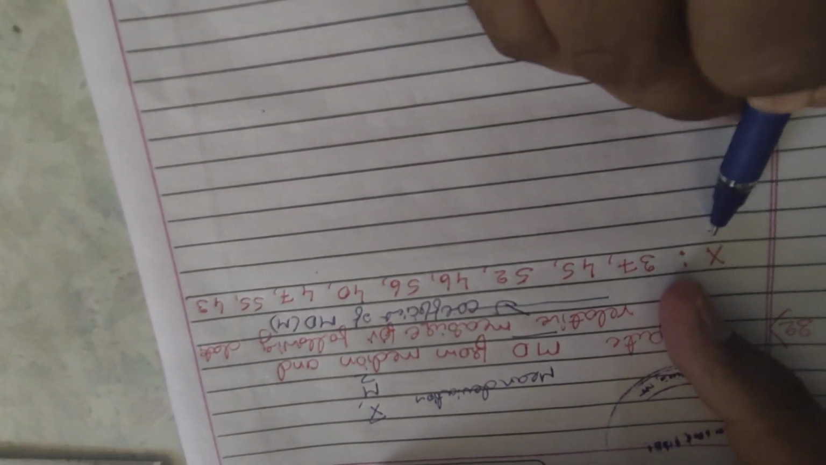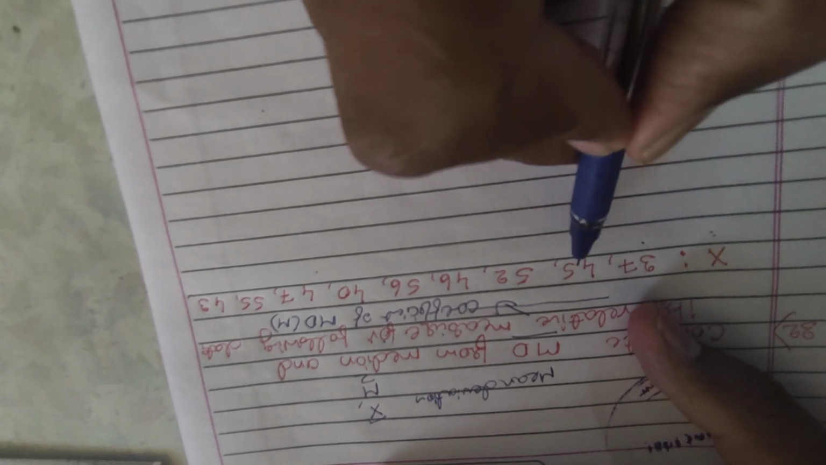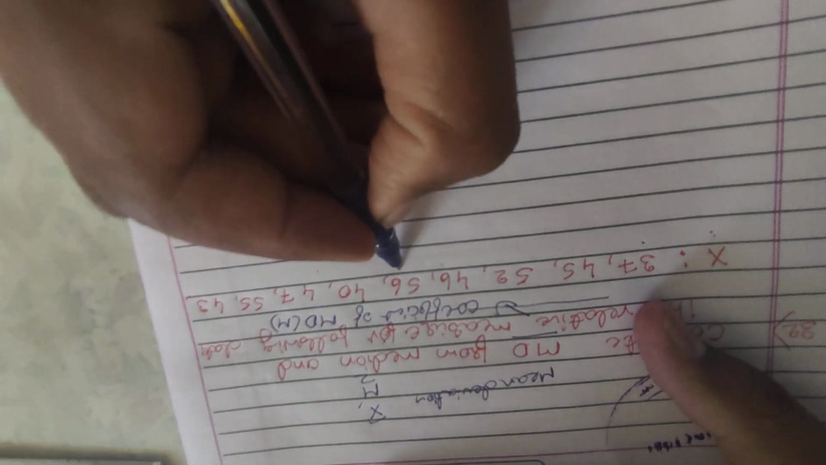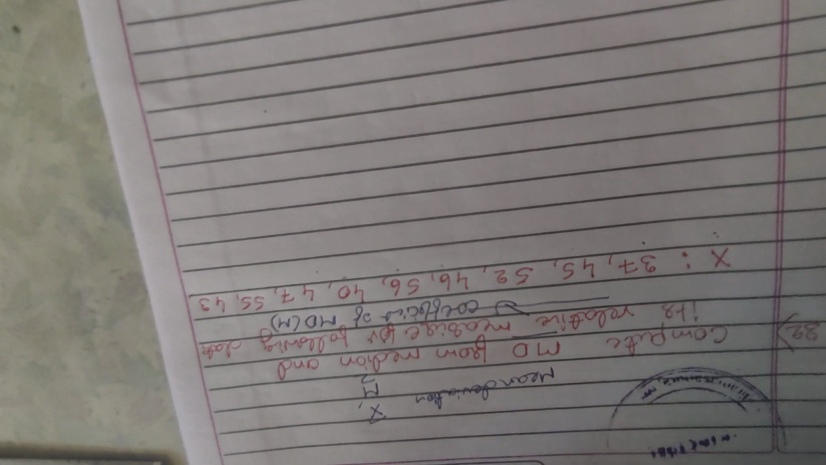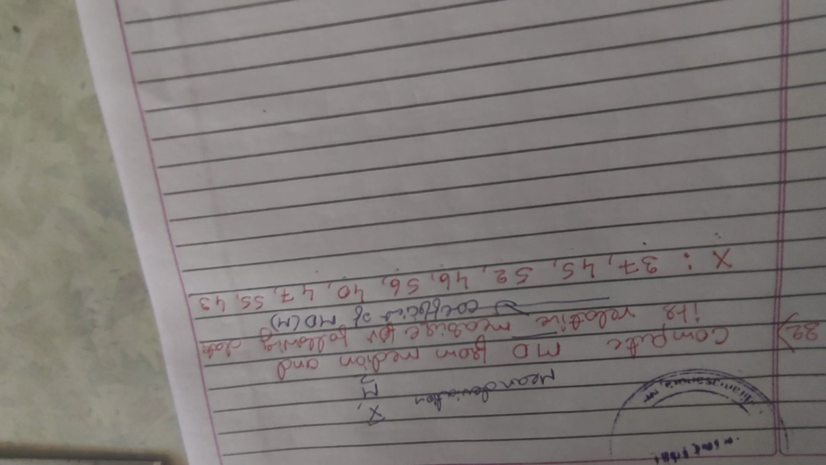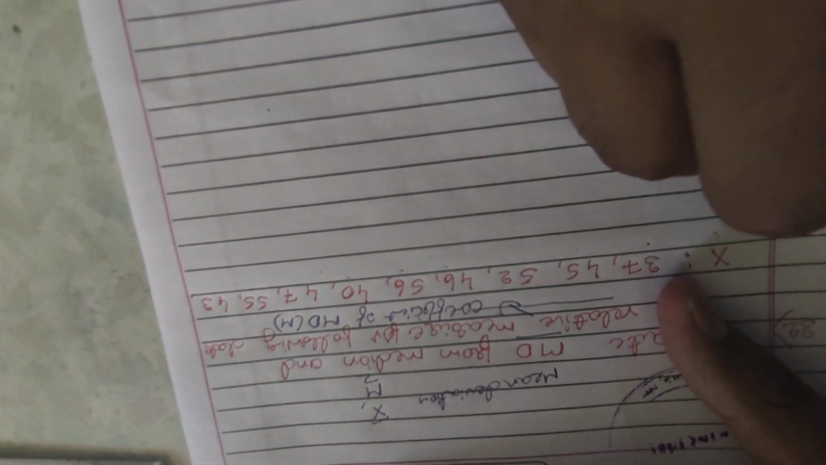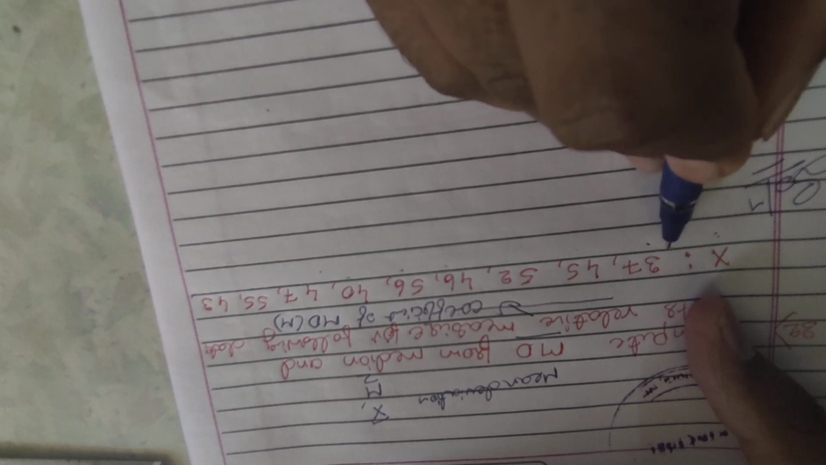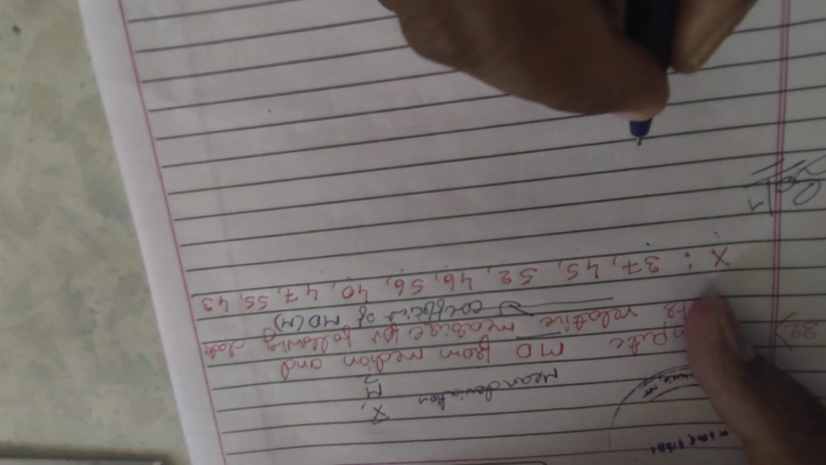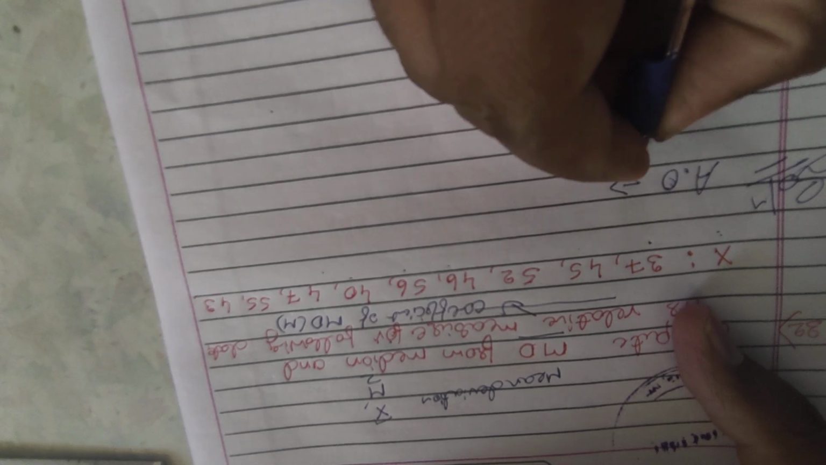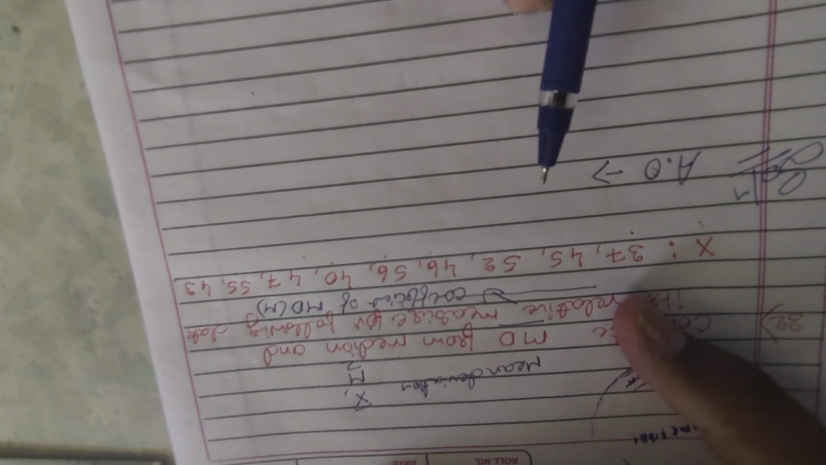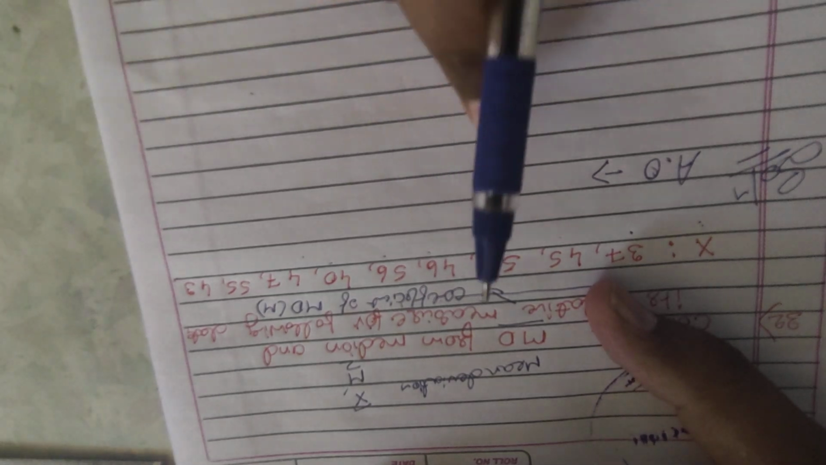The given observations are 37, 45, 52, 46, 56, 40, 47, 55, 43. Any observations are given, but we should first convert them into ascending order. This is the solution for this problem. First we write the observations in ascending order, from the lowest value to the highest value.